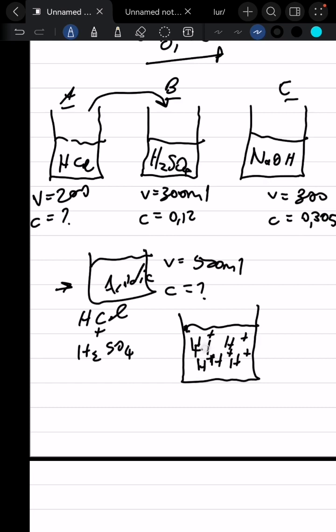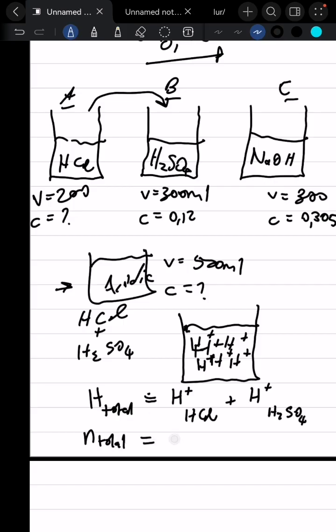So there are many H plus ions in a solution like this, coming from HCl and from H2SO4. So these hydronium ions come from both. The total number of moles of hydronium ions in this acidic solution would be the number of moles of hydronium ions coming from HCl plus the number of moles of hydronium ions coming from H2SO4.